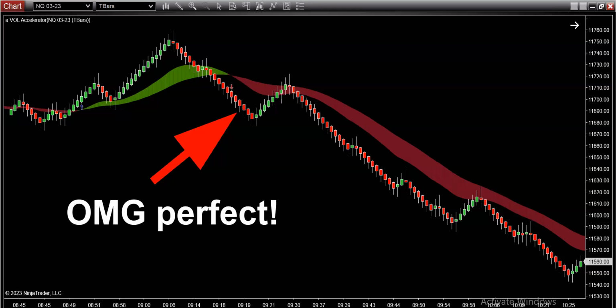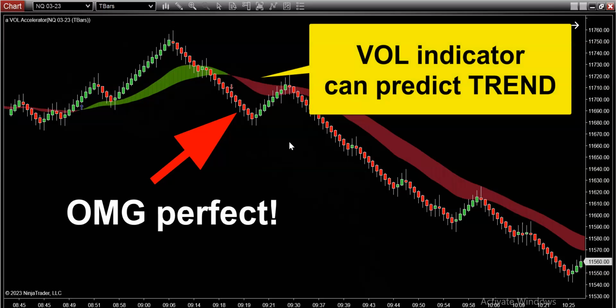Now, what you're seeing on the screen right now is our proprietary volume indicator, this green and red color band that you're seeing overlaid on top of the price action. In my humble opinion, this thing does the best job in the world of predicting a trend change before it actually happens. You understand what I'm saying?